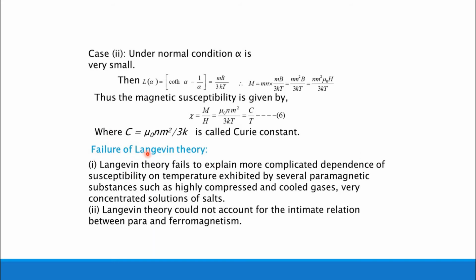Now we shall see the failure of Langevin's theory. The first one: Langevin's theory fails to explain the more complicated dependence of susceptibility on temperature exhibited by several paramagnetic substances, such as highly compressed and cooled gases and very concentrated solutions of salts. Second, Langevin's theory could not account for the intimate relation between para and ferromagnetism.